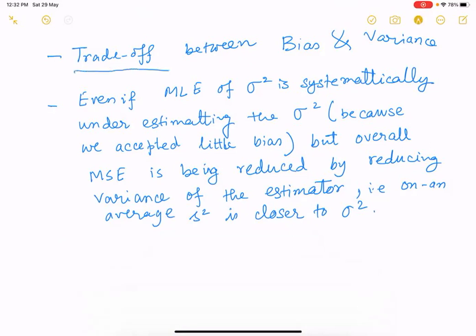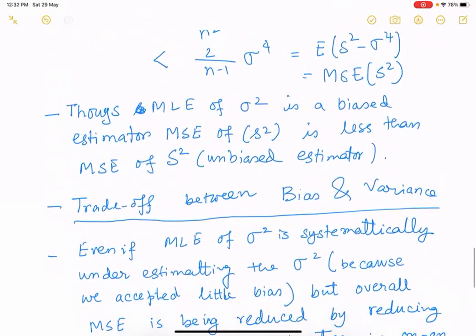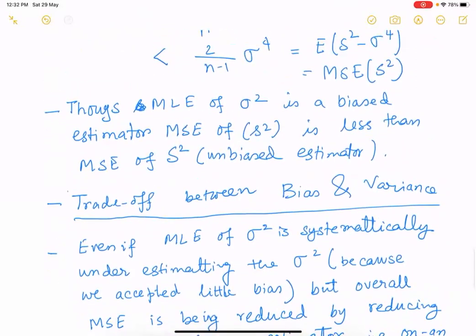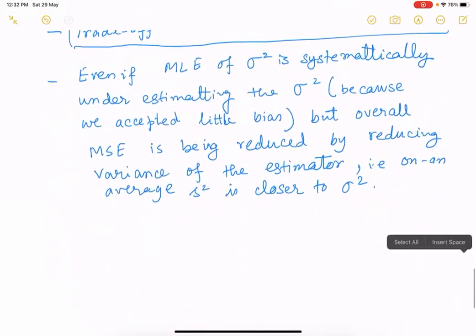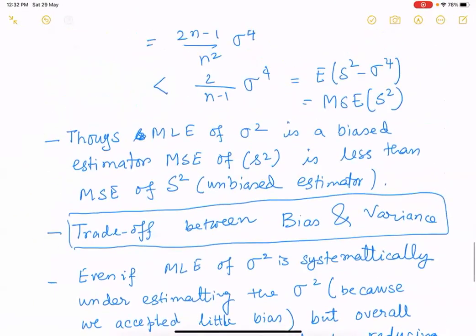Sir, I have a question. Yeah. Sir, then when is the MLE more useful than the unbiased estimator? I mean, everywhere we need to estimate something unbiasedly, so we should use the unbiased estimator. Why is the MLE more useful? I get that the variance is less, but when is it useful in this context?